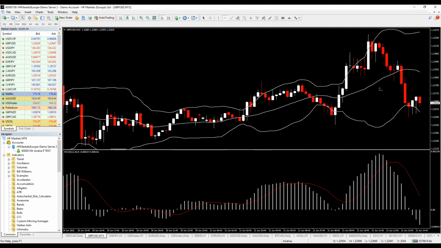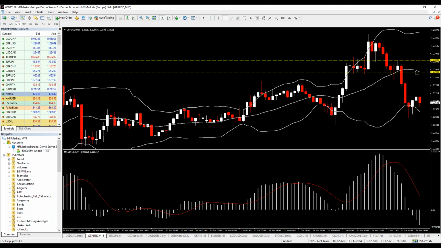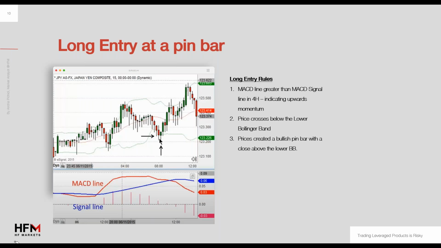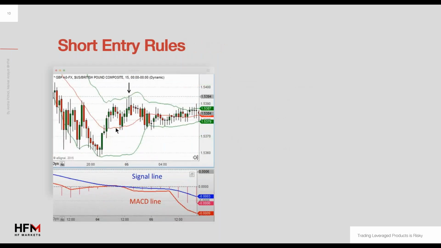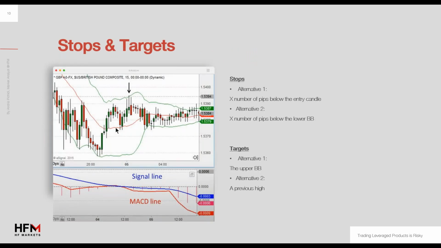Either using the previous relative high, which in this case is that one, either using the middle line like you mentioned, or simply by using, I have some alternatives over here as well. Or by using Bollingers, or by using a number of pips below or above the entry. Well, what do I mean by that? Okay, let's get back.